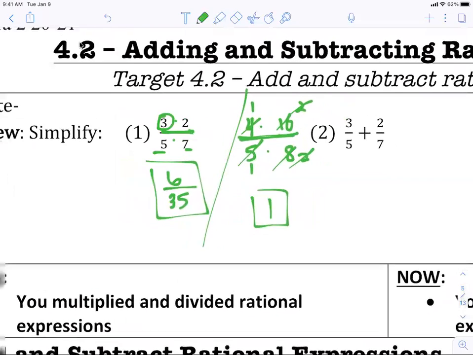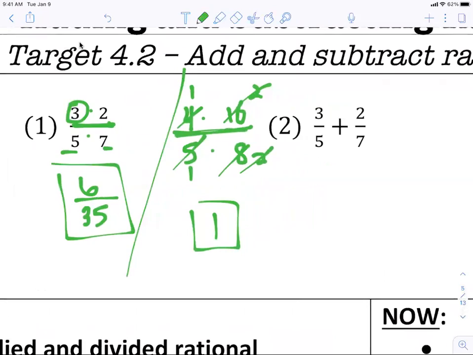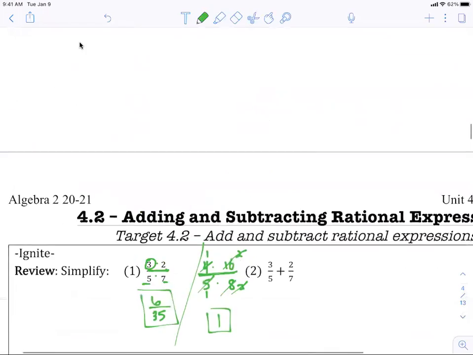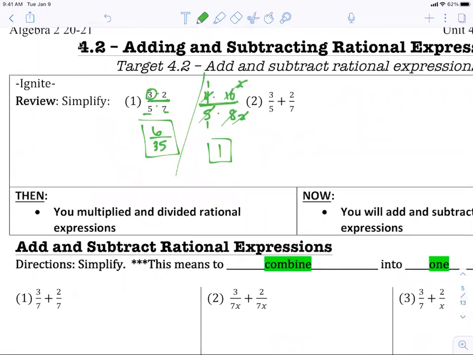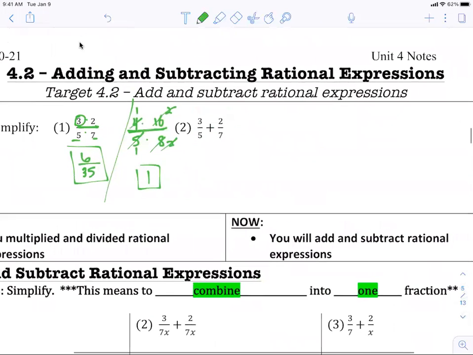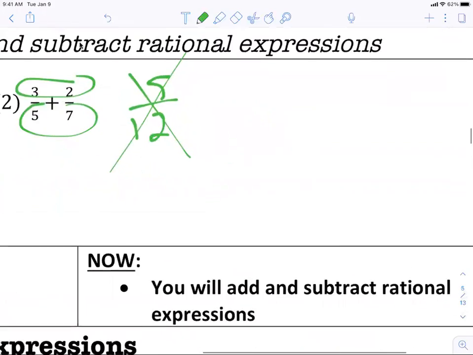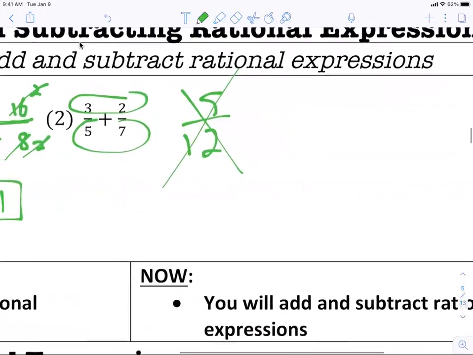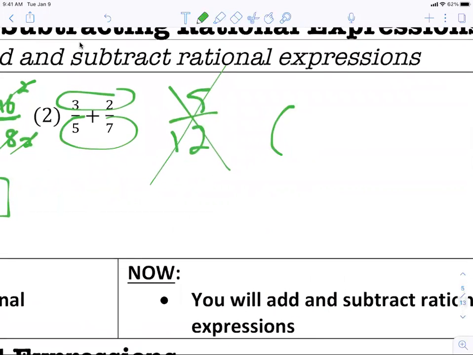So multiplication is usually the one that we like. I always tackle addition and subtraction second because this process isn't as easy. You can't just take 3/5 plus 2/7, add the numerators, add the denominators. The answer is not 5/12. It's simple enough to type that into your calculator and know that that's not the correct answer.